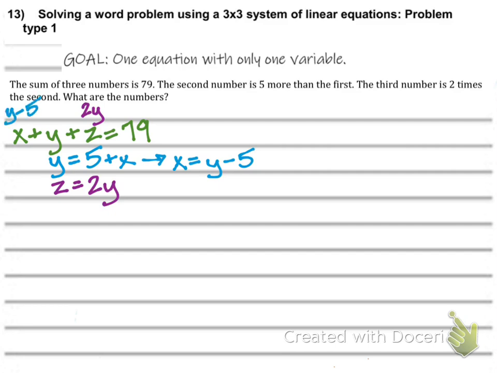If I do that, then I can rewrite that top equation and only have one variable. So instead of x, I'm going to use the y minus 5. And then I have a plus y. And then I have a plus z, but z is 2y. And that equals 79. So I can combine my like terms. I have a y plus 2y. So 4y minus 5 is 79.